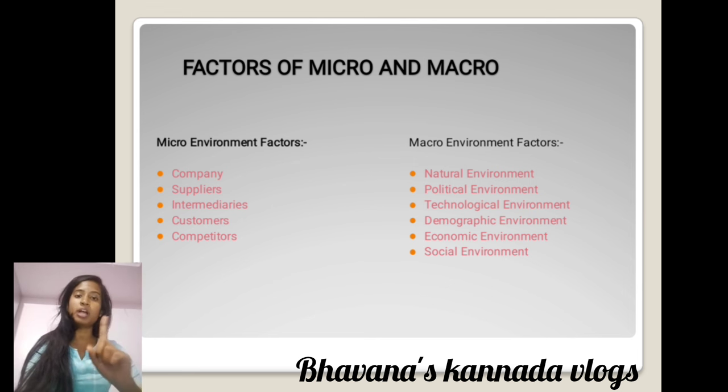Once we book a product on Amazon, they will send us alert messages about upcoming sales. That is a good relationship between customers and the business. Like that, we should maintain the customer and business relationship in a proper way. This is about the factors of microeconomy.